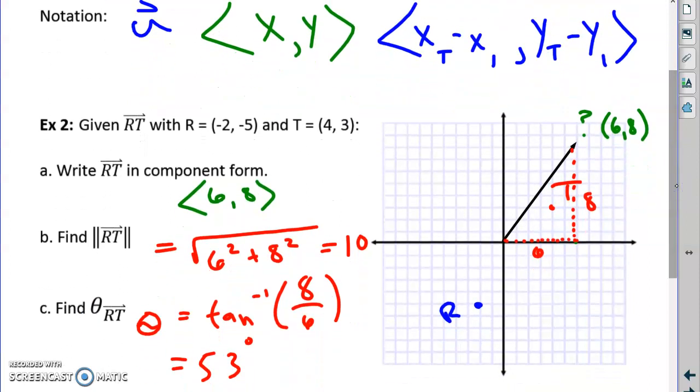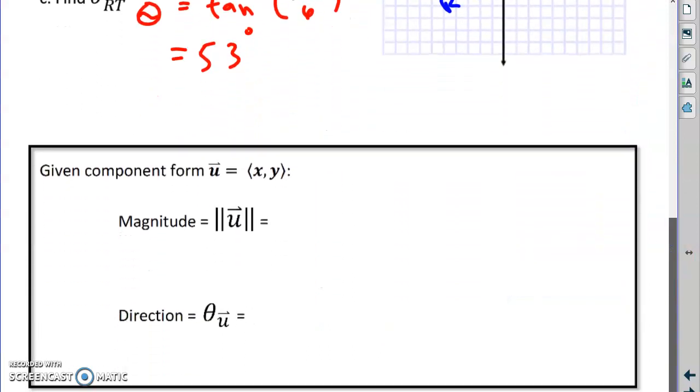That would have been 4 minus -2, 3 minus -5, would have given us 6, 8, without having the visual of the graph, just doing it numerically. 6, 8, distance formula, tan inverse y over x. So let's put this all together.